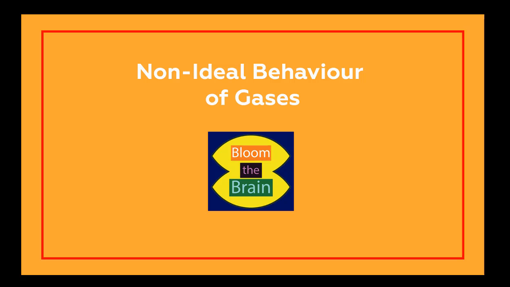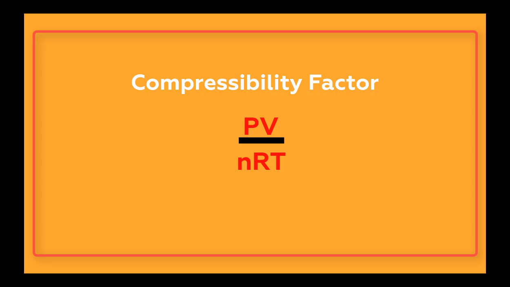Our today topic is non-ideal behavior of gases. Any gas which obeys Boyle's law, Charles' law, and the general gas equation under all conditions of temperature and pressure is called an ideal gas. There is a factor called the compressibility factor, which is equal to PV over nRT. If we take 1 mole of a gas, then it will be PV over RT. PV over RT is called the compressibility factor.